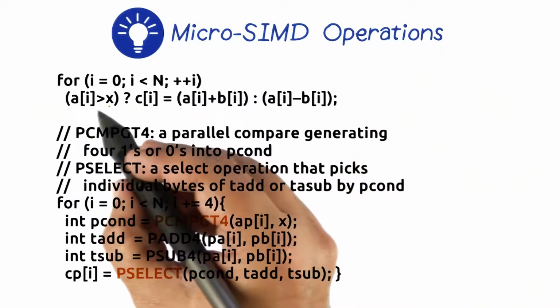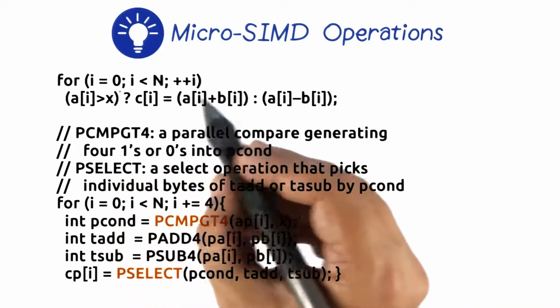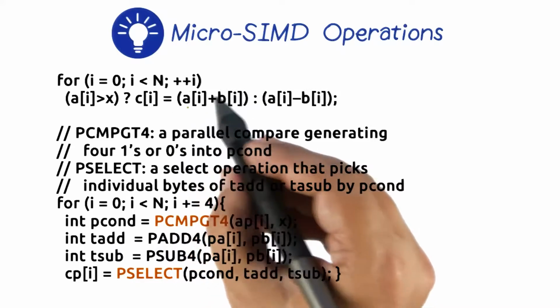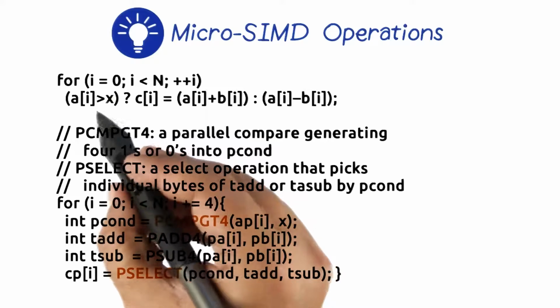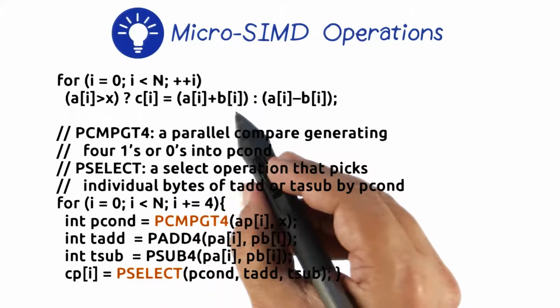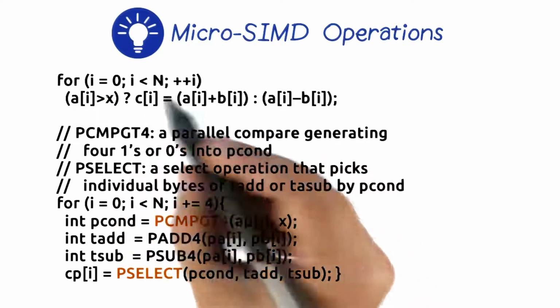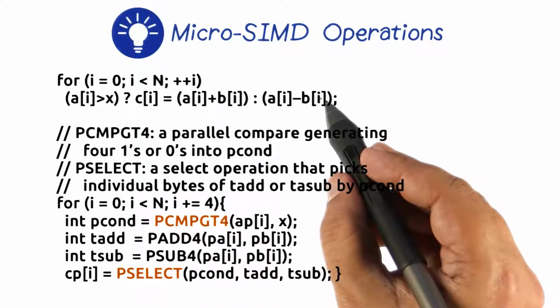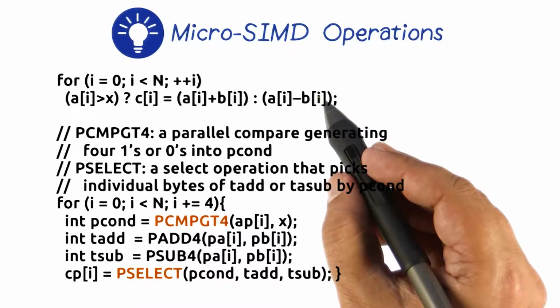What we have is an if condition. If A[i] is greater than X, then do these different operations. As per the original loop semantics here, whenever A[i] happens to be greater than X, we are going to do A[i] plus B[i]. If that condition is false, however, we are going to do A[i] minus B[i]. So now let us see how this loop can be implemented using micro-SIMD operations.